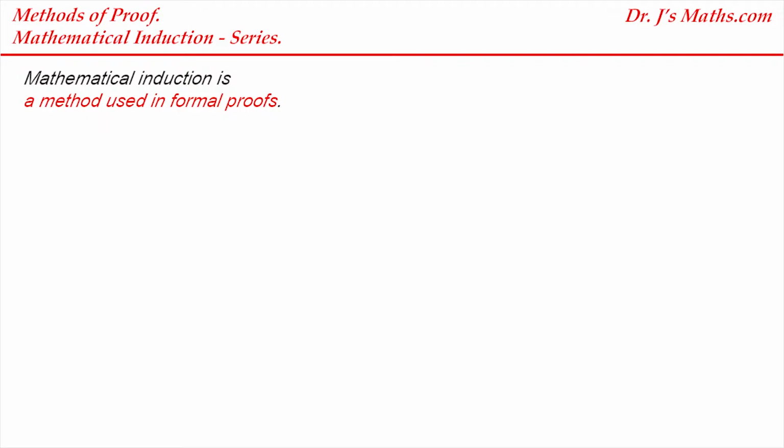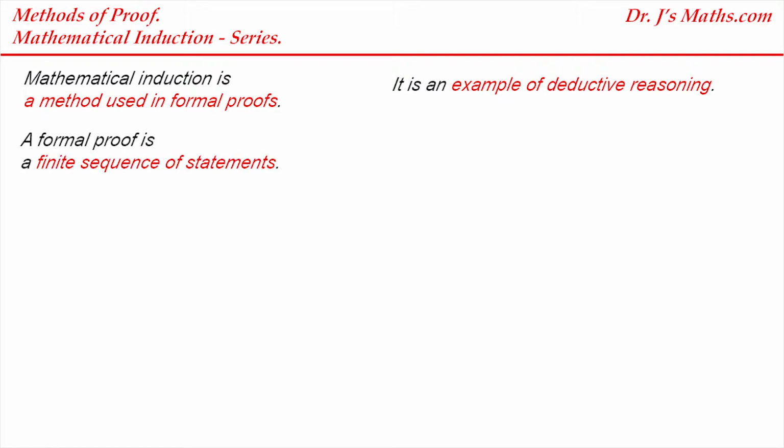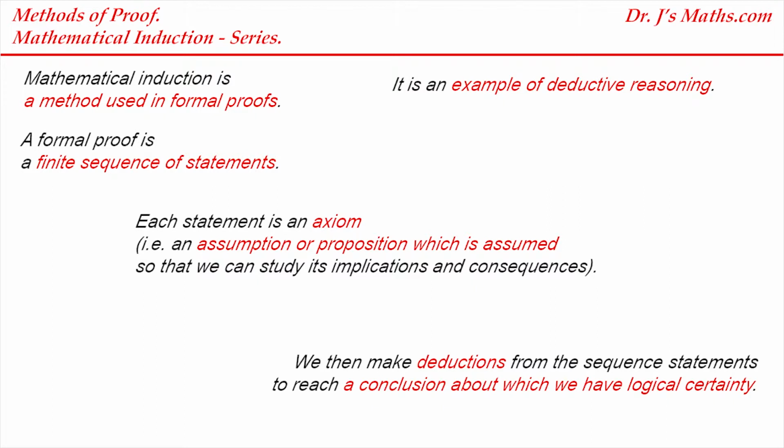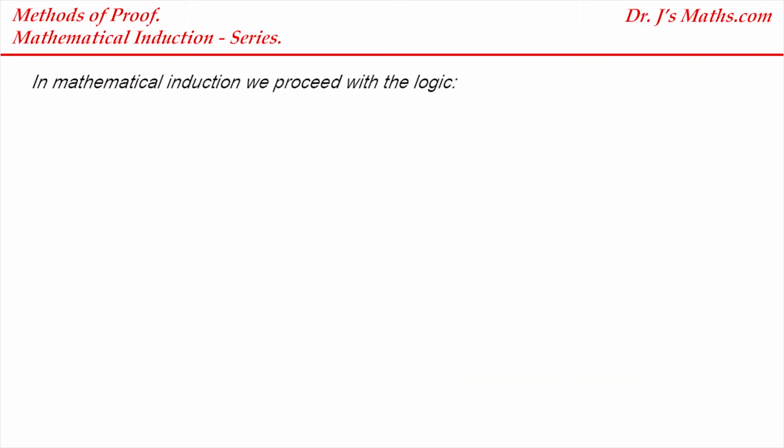Mathematical induction is a method used in formal proofs. It is an example of deductive reasoning. A formal proof is a finite sequence of statements, and each statement is what we call an axiom, which is an assumption or a proposition which is assumed so that we can study its implications and consequences. We then make deductions from the sequence of statements to reach a conclusion about which we have a logical certainty. In mathematical induction, we proceed with the following logic.